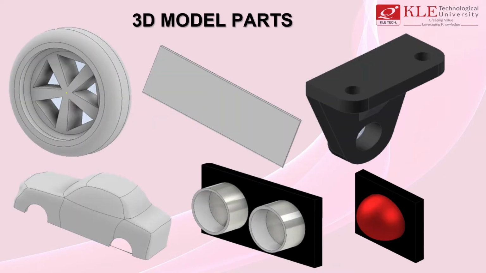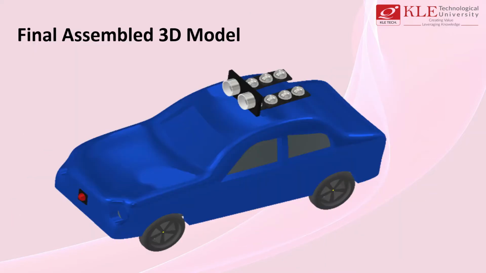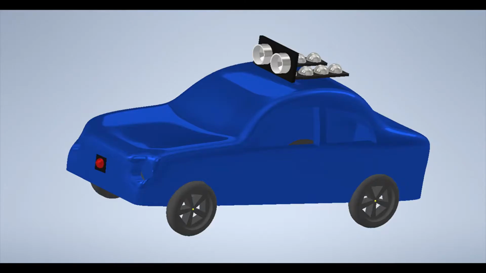In order to build our interactive toy, we require different parts. So we first built all these parts in the Autodesk platform and then assembled the same. So here is the wheel base, clamp, car body, ultrasonic sensor and the push button. Here is the assembled final model of our interactive toy.